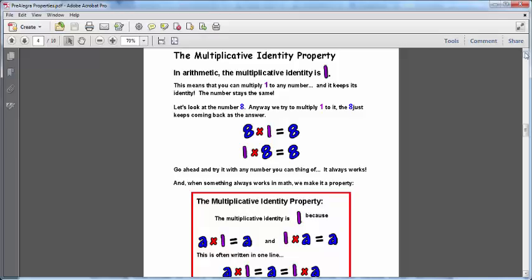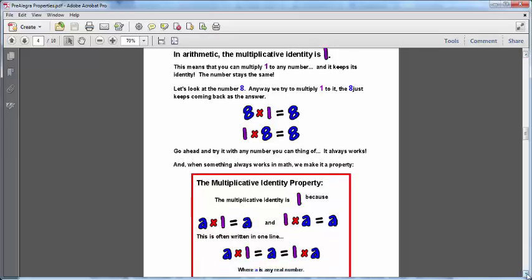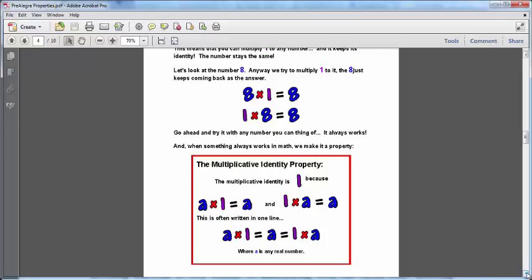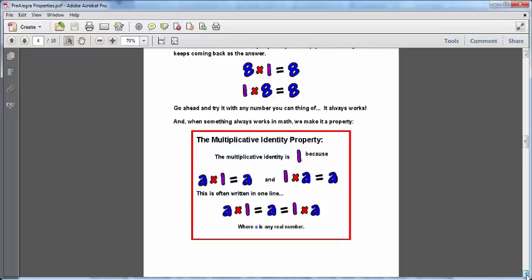So the multiplicative identity property, you can see right here, is valid for any real number, negative or positive, or any whole number or integer, negative or positive. And what this reads is A, which represents a real number, multiplied by 1 is equal to A. And 1 times A is equal to A. And this is often written in one line. A times 1 is equal to A, which is also equal to 1 times A. So make sure you have this pre-algebra properties reference printed out and add it to your notes.